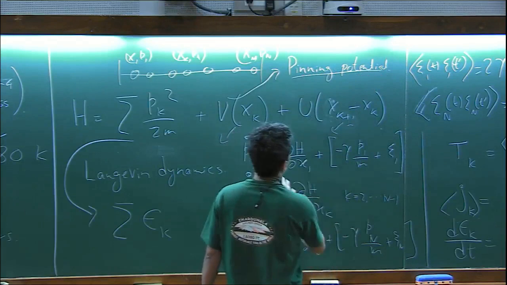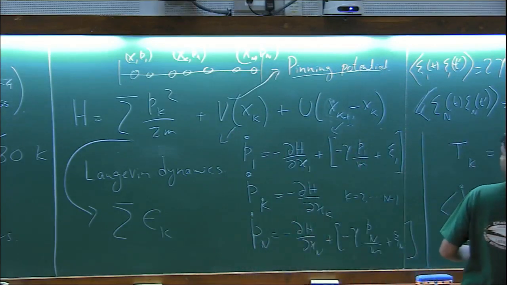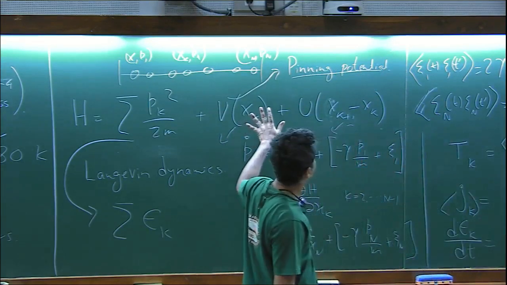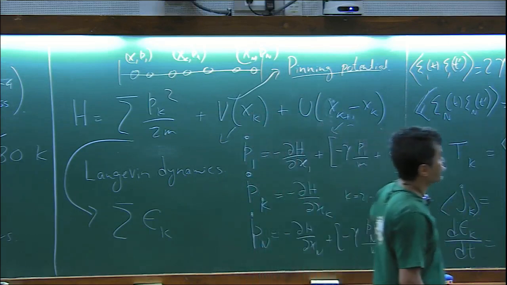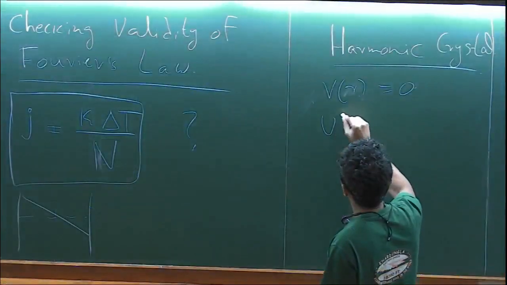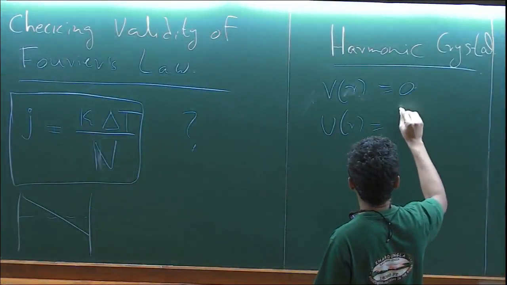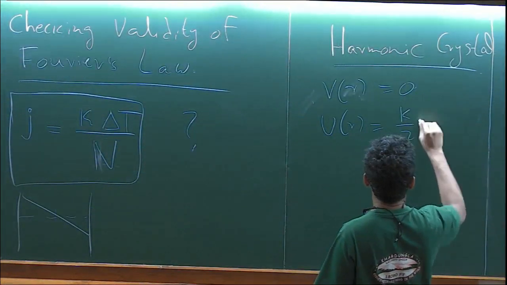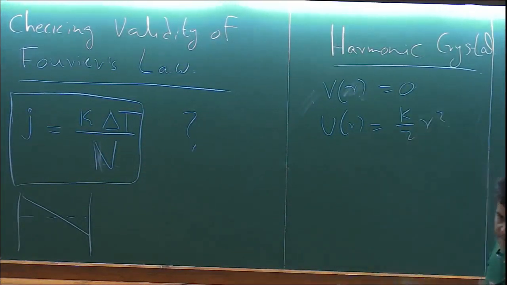And this is the interaction potential. This term makes a big difference, as we'll see afterwards. Initially, let's put in no pinning potential, so V of R equals zero, and U of R is equal to this. That's the interaction potential, the simplest model one can choose.